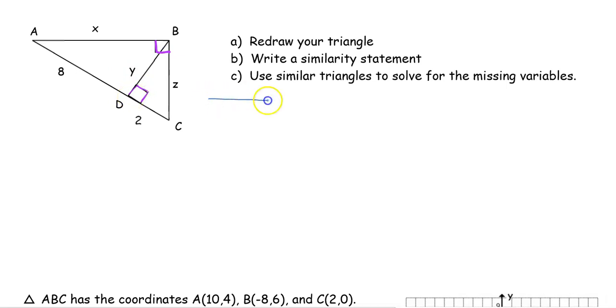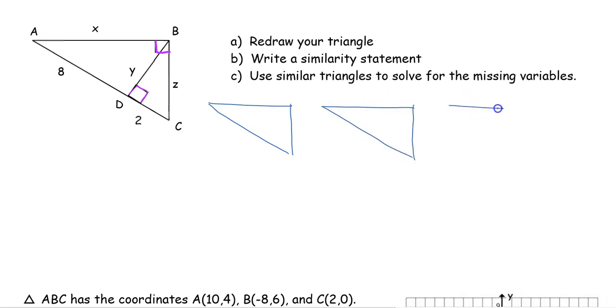So I'm going to draw 3 triangles, and when I draw them, I have to draw them in corresponding order. Because if I don't draw them in corresponding order, everything is going to get messed up. I'm not going to be able to see those easy ratios. I'm not going to be able to see my similarity statement. So whenever we are the ones drawing the pictures, we're going to draw them all so they are in corresponding order.